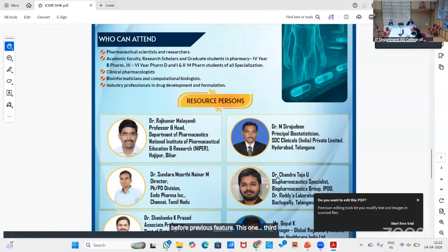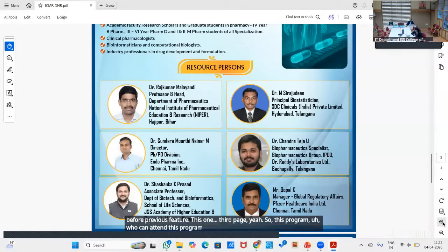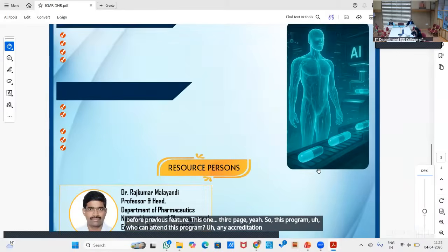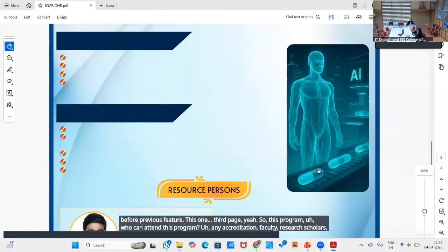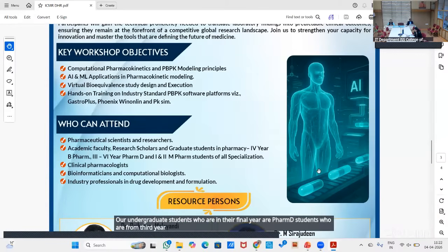Third page, yeah. So this program, who can attend this program? Any academician, faculty, research scholars, or undergraduate students who are in their final year, or PharmD students who are from 3rd year to 6th year, or 1st and 2nd MPharm students of any specializations can attend this workshop. Clinical pharmacologists or industry professionals who are working in drug development and formulation, and or bioinformaticians or computational biologists who are interested to attend can attend this program.